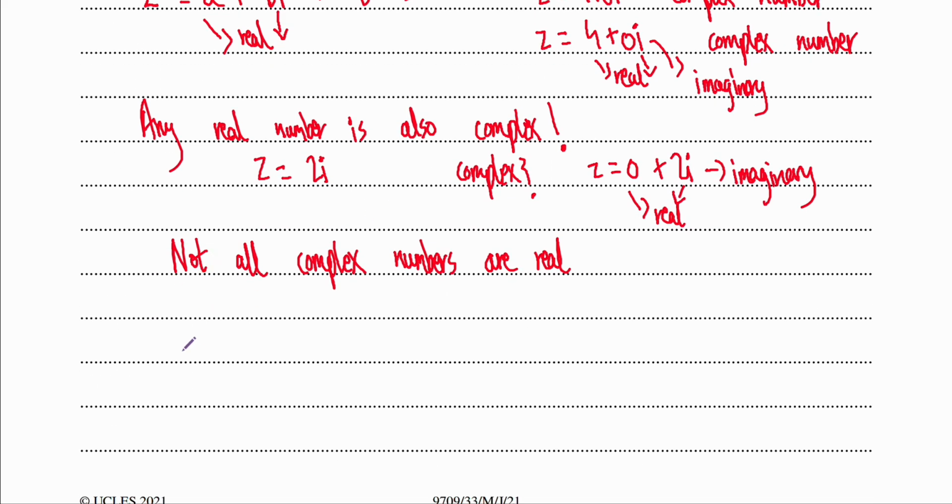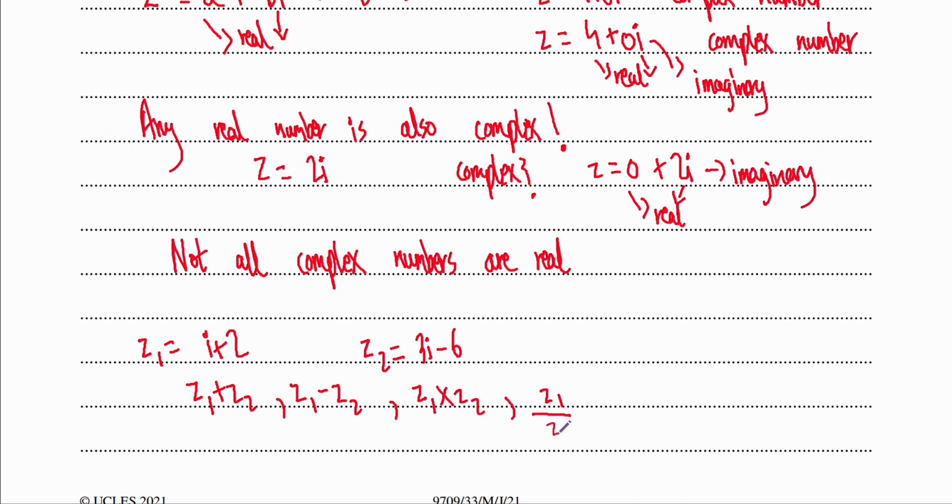Let's start working with them now. So how do we actually use these things? So I'm going to give you z1 is equal to, let's say, i plus 2, for example. You can write it as 2 plus i, it's the same thing, it doesn't really matter. And then I give you z2 is equal to 3i minus 6, for example. And I say do z1 plus z2, do z1 minus z2, do z1 times z2, and then do z1 divided by z2. So what would we get in all these cases?